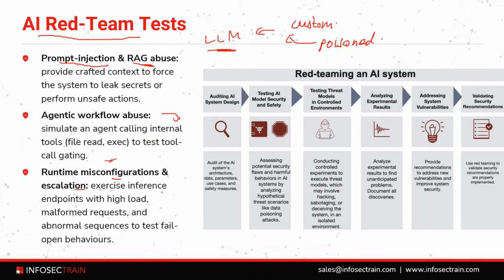Okay, where you can exercise inference endpoints with high loads, malformed requests, and abnormal sequences to test fail-open behaviors. Right? So, auditing the system design that should be done, testing AI model security and safety, right? Testing threat models in controlled environments, analyzing experimental results, addressing system vulnerabilities, validating security recommendations, all these steps we have here, what we need to do in our red teaming.